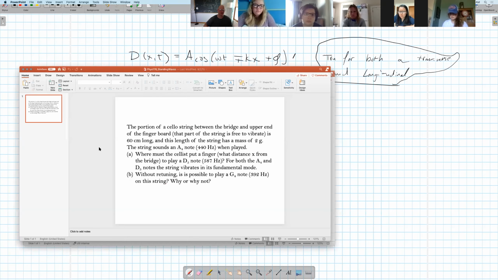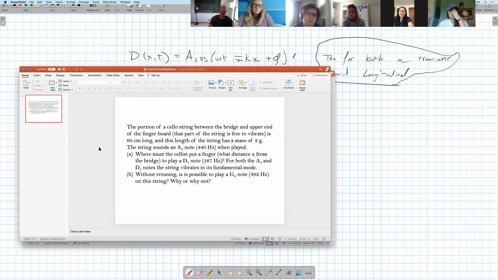The second one has to do with standing waves, what we just went through. It says that the portion of a cello string between the bridge and the upper end of the fingerboard, the part of the string that is free to vibrate, is 60 centimeters long. It just means the length of the string on the neck of the cello is 60 centimeters, and this length of string has a mass of 2 grams. The string sounds, at the total length of 60 centimeters, a fundamental frequency of an A4 note, which has a vibration of 440 hertz.